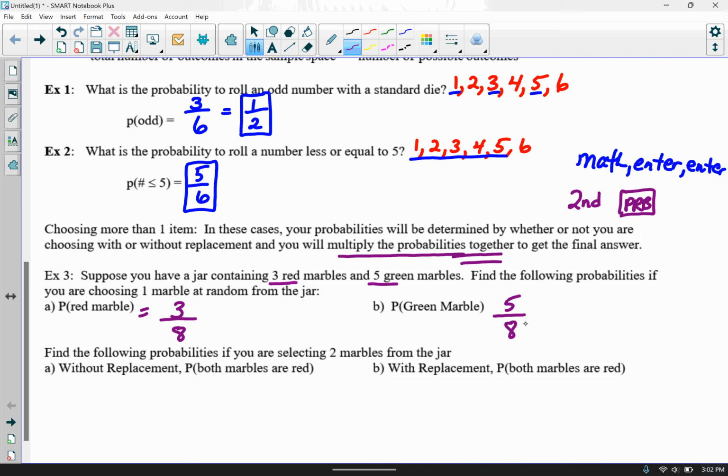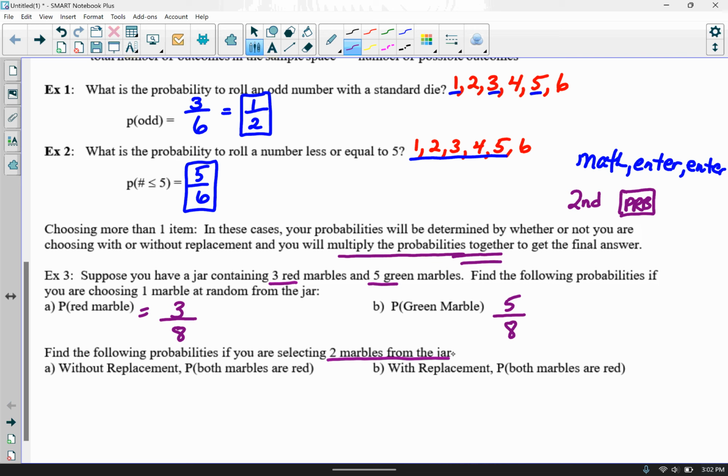All right, so now let's come on down below. Let's say, for example, we wanted to choose 2 marbles from our jar, okay? So again, we're going to be focused on whether or not it's with or without replacement, like we talked about in the last section with our tree diagrams. And then from there, once we find our probabilities for our 2 marbles, we'll multiply them together, and that'll give us our final answer, okay?